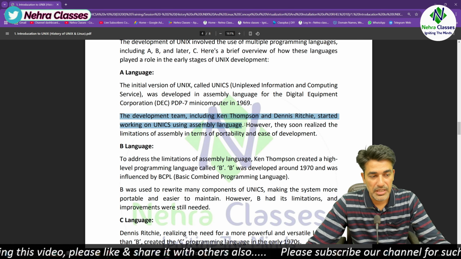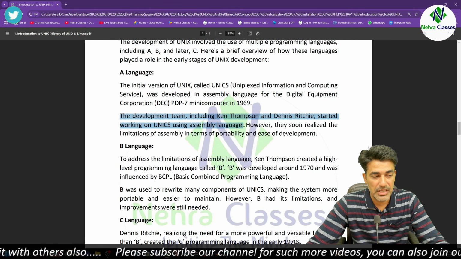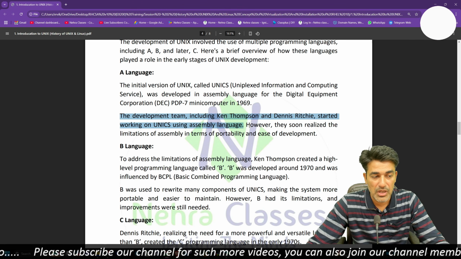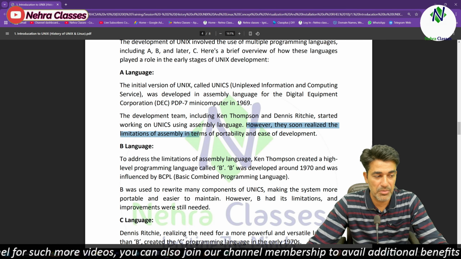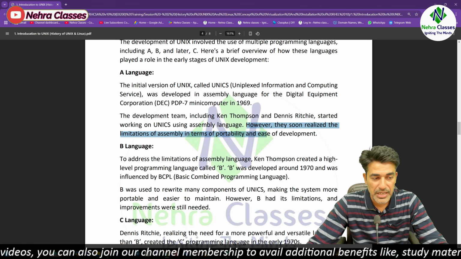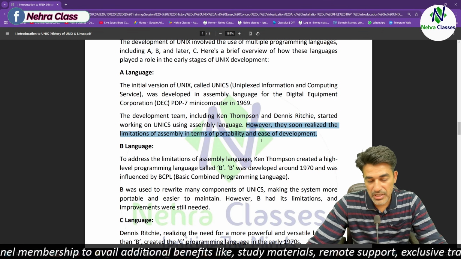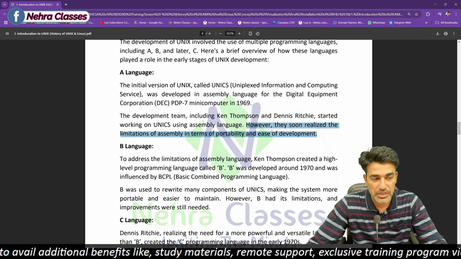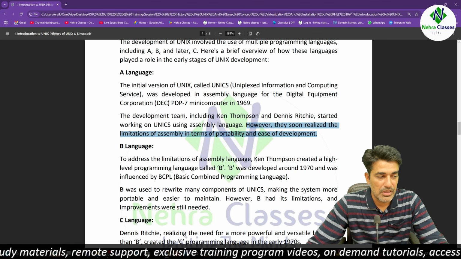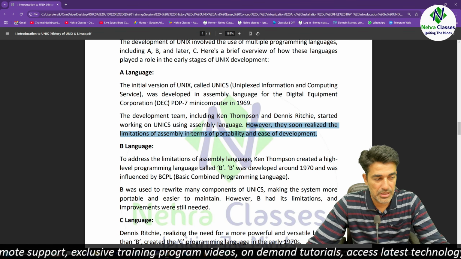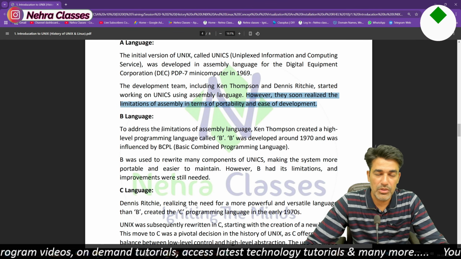Dennis Ritchie and Ken Thompson, who were part of the development team, started developing Unix in assembly level language. However, they soon realized the limitations of assembly level language in terms of portability and ease of development. Assembly level language was not portable. It was hardware specific. So because of that, they decided to make some changes in the development of Unix. So what they did, they started working on B language.